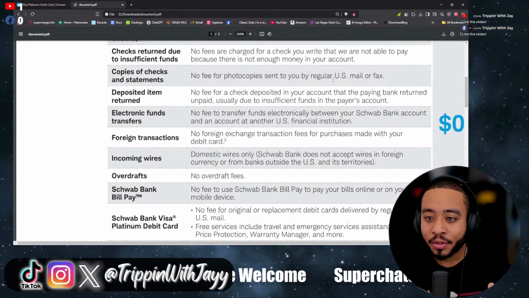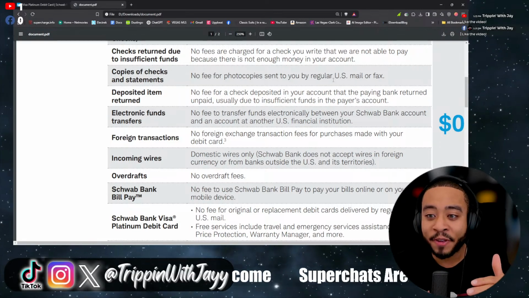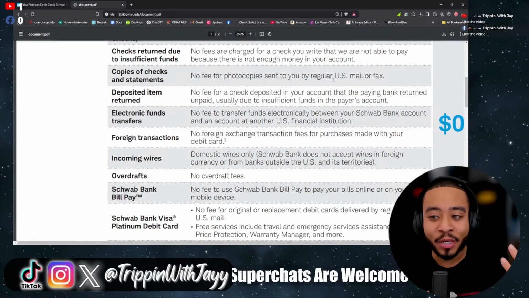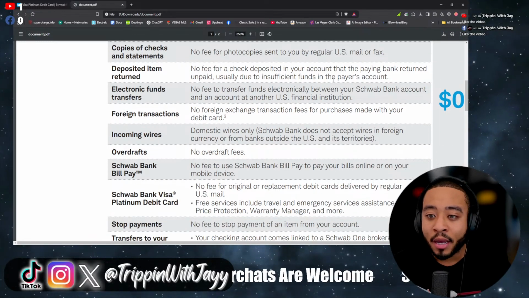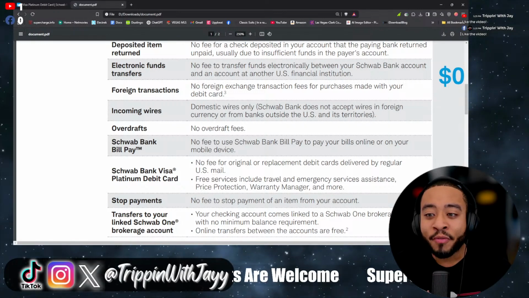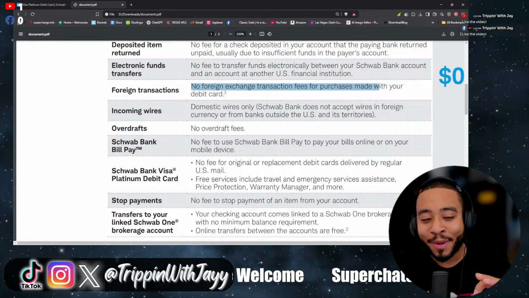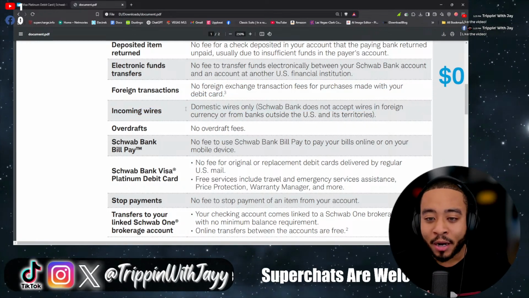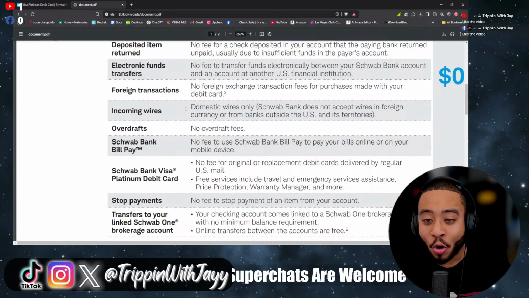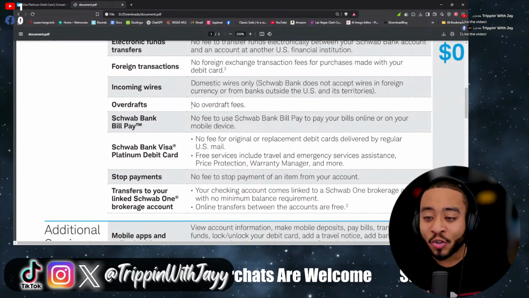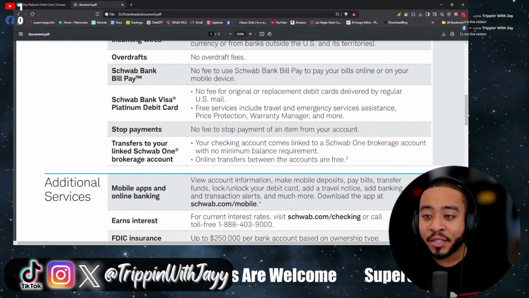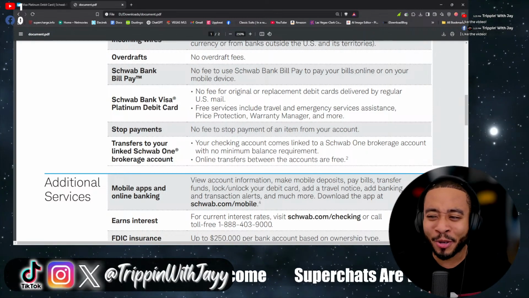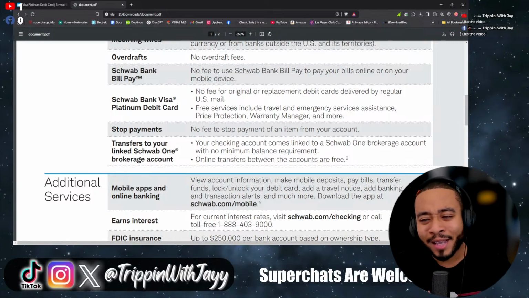Okay, so the next one is no fee for photocopies of your checks and statements sent by US mail or fax. Let's see, what's another one? No foreign transaction fees for purchases made with your debit card. Super important. You can take domestic wires only for incoming. No overdraft fees, and no fee to use the Schwab Bank Bill Pay to pay your bills online or on your mobile device. That's cool, right?